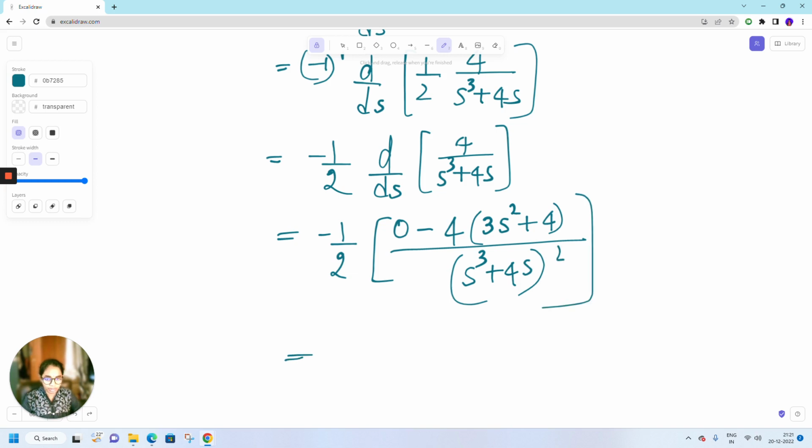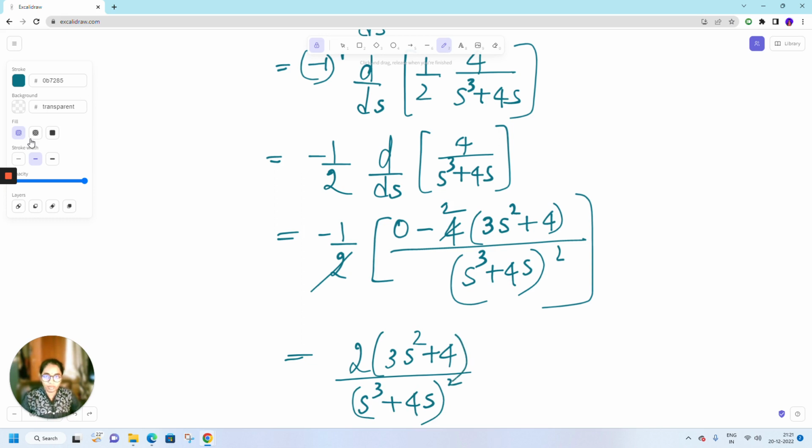So what is the answer? Minus into minus is plus. 2 ones are 2, 2 twos are 4. So I would get 2 times 3s square plus 4 divided by s cube plus 4s the whole square.